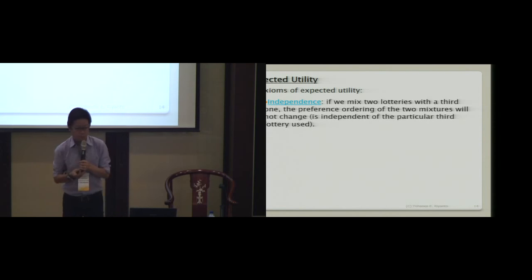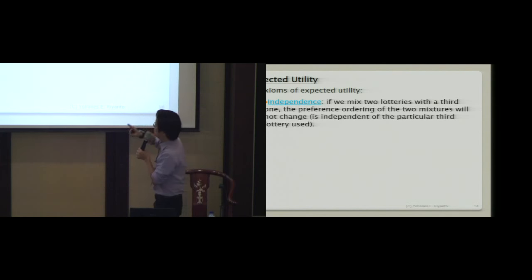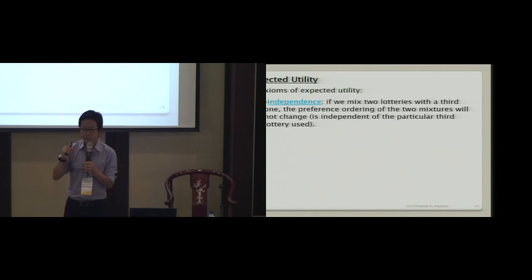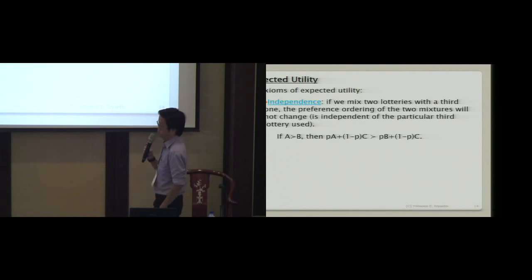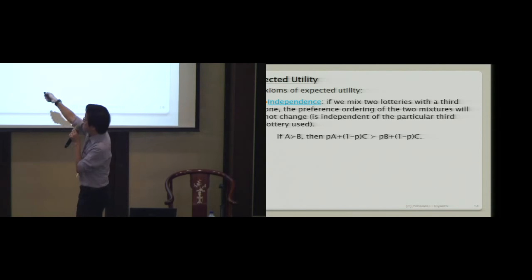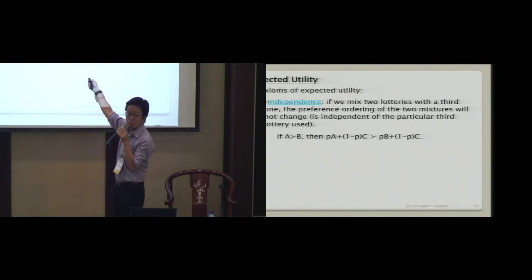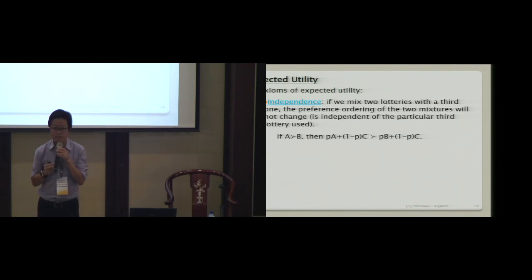What about the independence? Independence says that if we mix two lotteries with a third one, the preference ordering of the two mixtures will not change. And this axiom is very often violated in countless experiments. Essentially it says that if you prefer lottery A to lottery B, then if you throw in C to the left-hand side with some probability and throw in C to the right-hand side with some probability, this preference ordering doesn't change.